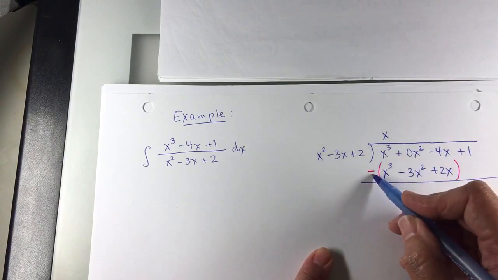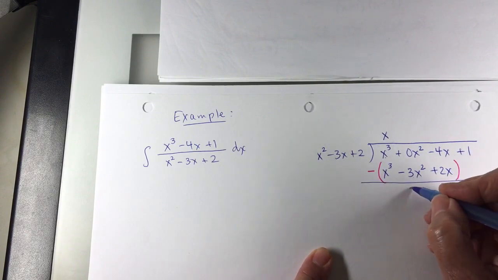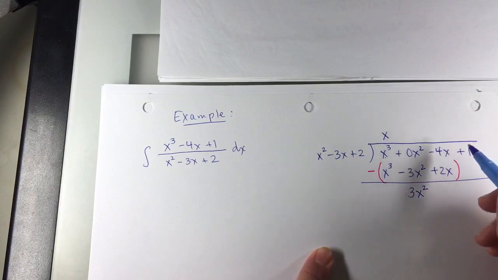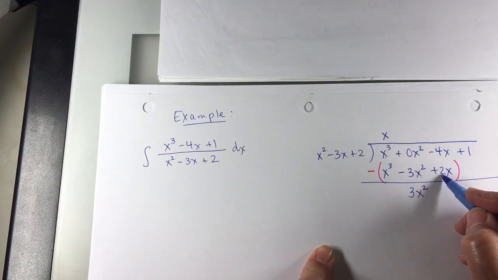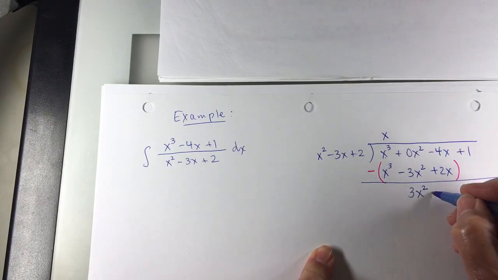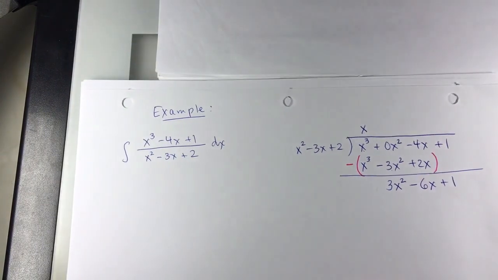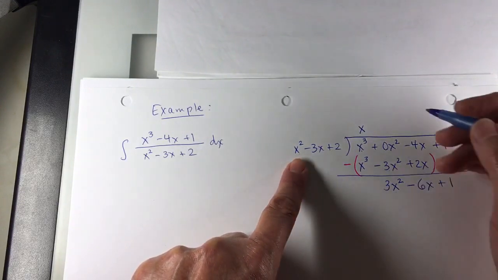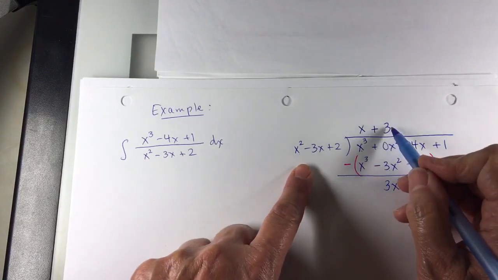0x squared minus negative 3x squared is 3x squared, positive 3x squared. Then negative 4x minus 2x is minus 6x. Bring down the 1. And then we will divide again. x squared goes into 3x squared 3 times. And then multiply.